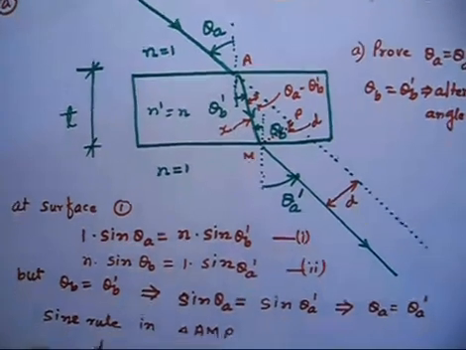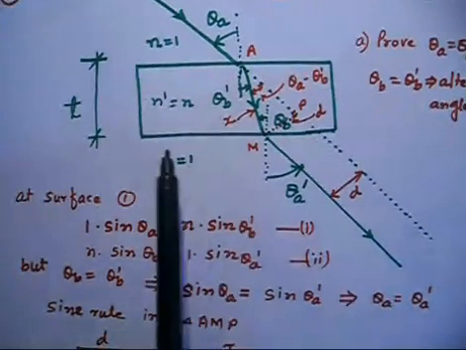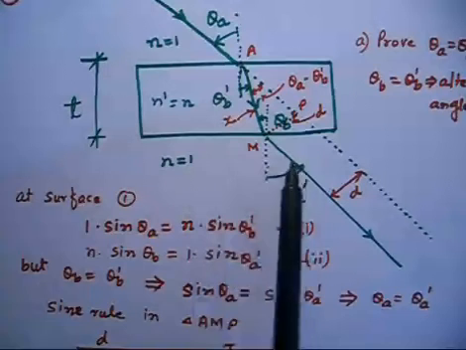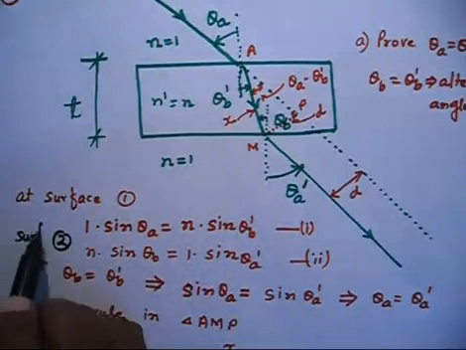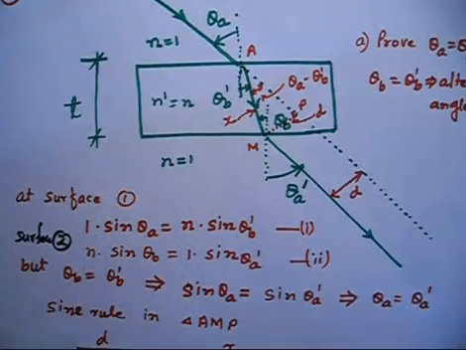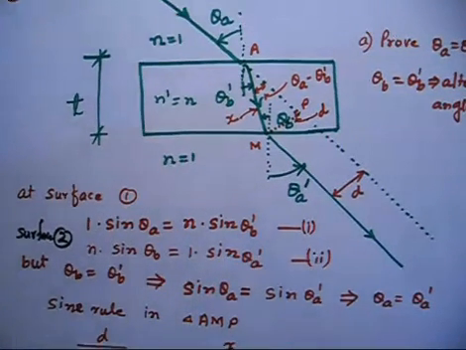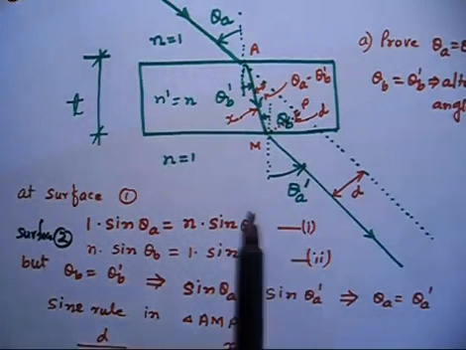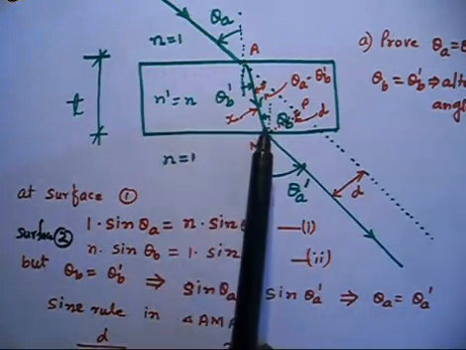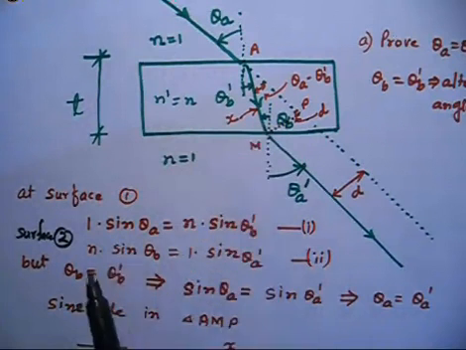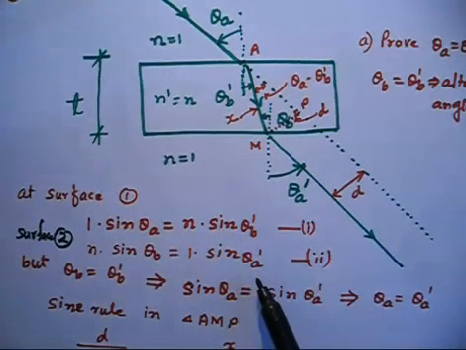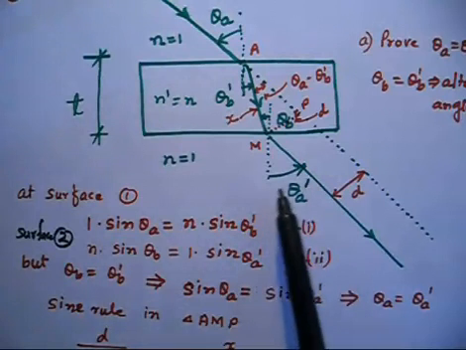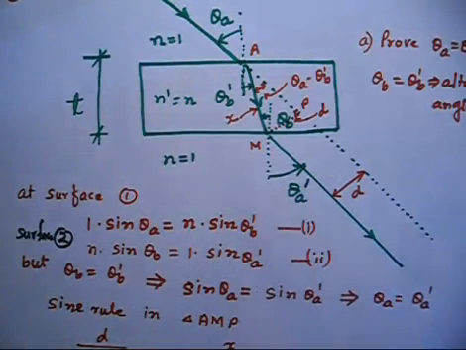Similarly, I can apply Snell's law on the second surface. So this is my surface 2. So this is at surface 1 and this is at surface 2. So I am applying this at surface 2. So n into sine theta B is equal to 1 into sine theta A dash. So simple, because the angle of refraction is theta A dash.